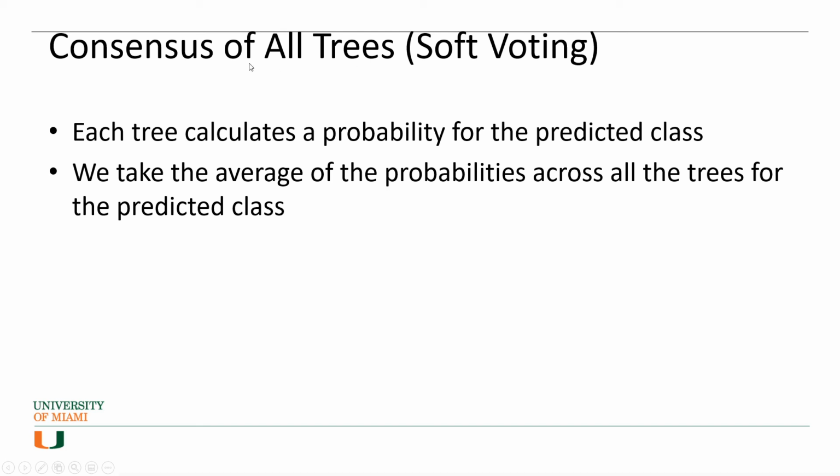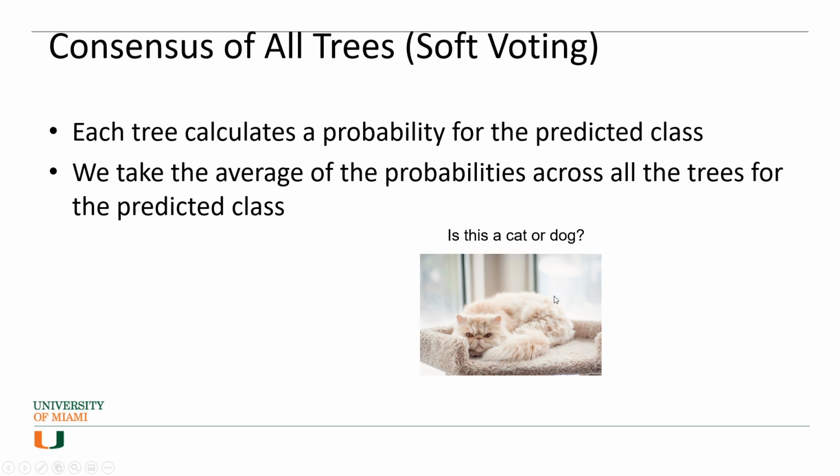So when we say the consensus of all trees is used in order to figure out the final result, it means that once each of these trees in a random forest is trained on a different data set with a different set of features, each of them is going to predict the probability for each class. Once we have the probabilities for all classes, we're simply going to take the average of those probabilities. And here is an example. Suppose that we have this picture and we want to say whether or not this is a cat. Is this a cat or a dog?